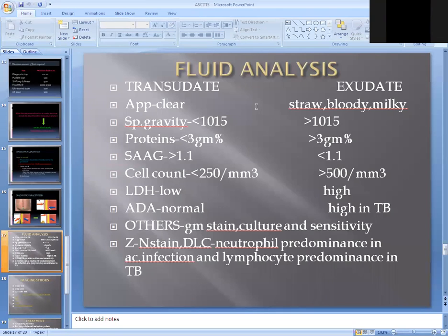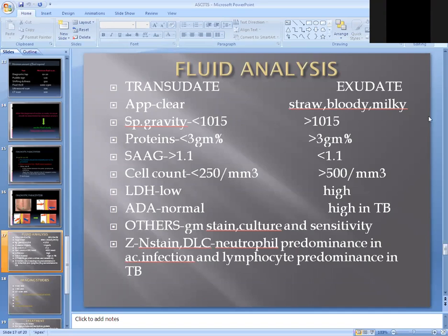Opposite to that, in exudate it is either straw color, bloody, milky, or purulent, depending on the cause, but it is not clear. Specific gravity more than 1015, protein level more than 3%, SAAG ratio less than 1.1, cell count more than 500, LDH level is high, adenosine deaminase level is high if the cause is tuberculous peritonitis. Other investigations like gram stain of the fluid, culture sensitivity, Ziehl-Neelsen stain, then differential leukocyte count. In differential leukocyte count, if there is neutrophil predominance, it is suggestive of acute infection. If lymphocyte predominance, suggestive of tuberculosis.